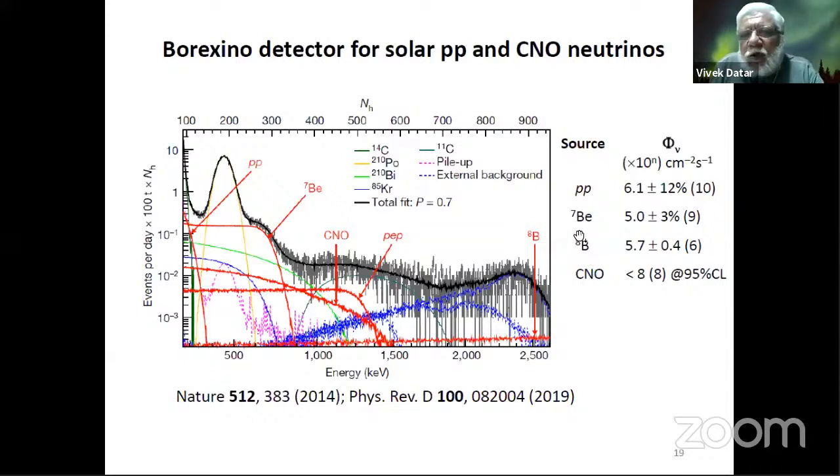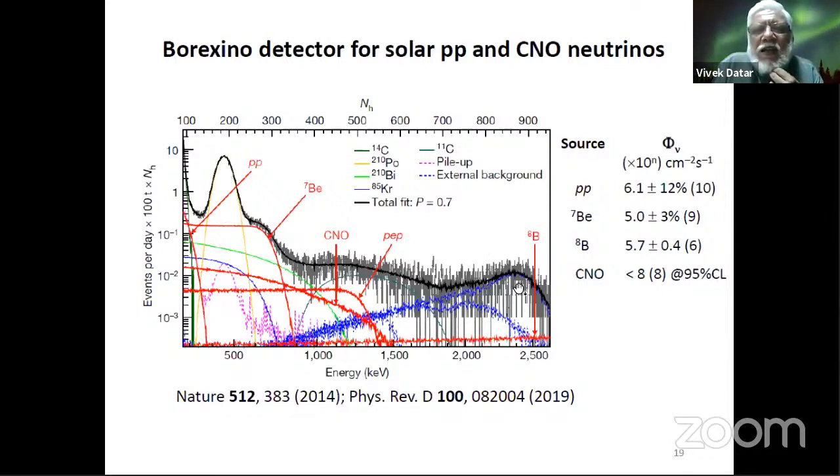But before that, maybe I should just mention that they also found the boron-8 neutrinos. Boron-8 neutrinos being the highest in energy, they have the least amount of background. And so you can see this blue dot, at least at the higher energies, matches the experimental observation. You have again an error bar which is even less than the PP neutrino error bar, because of this background-free nature in this region of the spectrum. And so this is 5.7 times 10 to the 6.